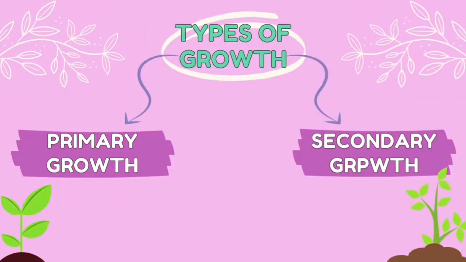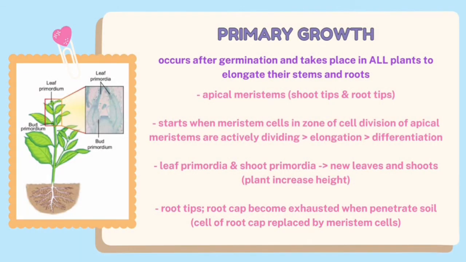Next, we are going to look at the types of growth in plants. There are two types of growth in plants, which is the primary growth and the secondary growth. First, let's take a look at primary growth.